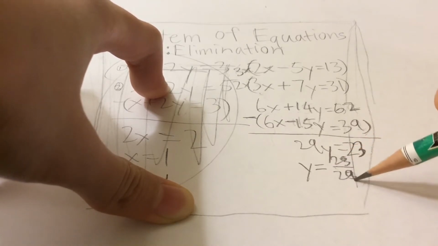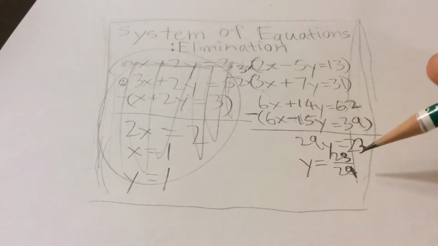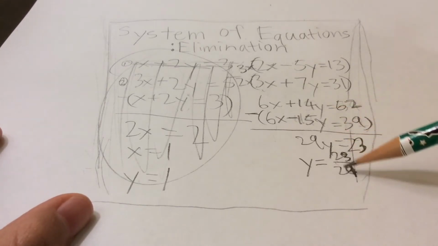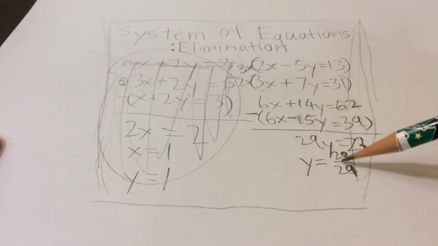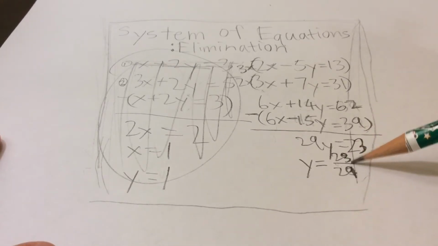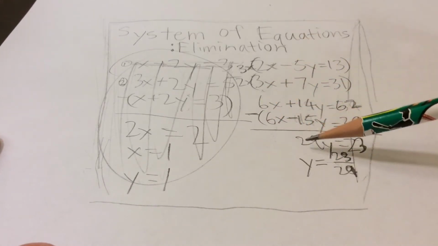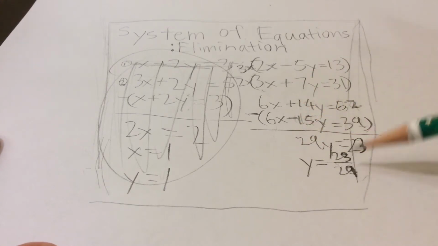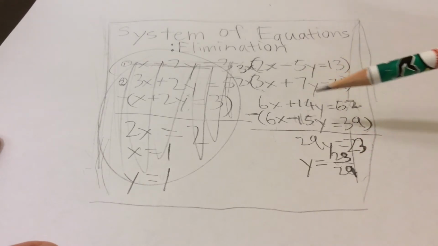23 over 29. Well, you normally wouldn't get a fraction that is as ugly as this. I just came up with the problem randomly, so it's not really supposed to be very simple. If I had taken more time to make the problem, I would not end up with this. And then we just plug this into the original equation.